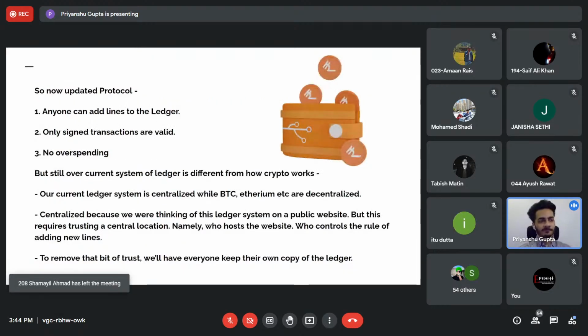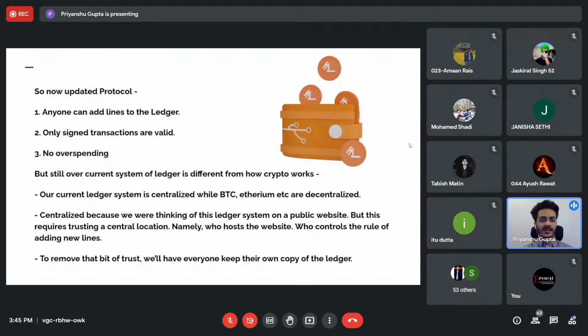Now, moving further, what we have discussed till now, right? The earlier protocol that we looked at is now updated to this. Now, according to this protocol, anyone can add lines to the ledger. Only signed transactions are valid, and there will be no overspending. And I think we have solved all these problems till now. So now, this is our updated protocol. Okay.